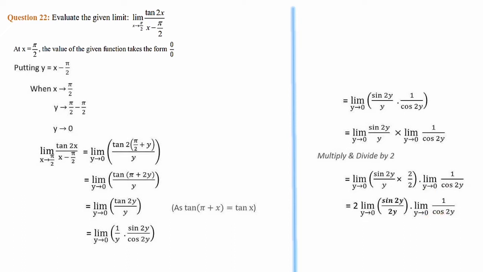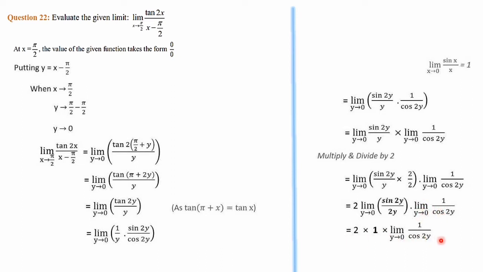Now this is in the form limit x tends to 0, sine x by x. The angle and the denominator are the same. So the angle is here 2y and the denominator is also 2y. By using the formula limit x tends to 0, sine x by x equal to 1, we can write this as 1. So it will be 2 into 1. This term becomes 1 into limit y tends to 0, 1 by cos 2y.